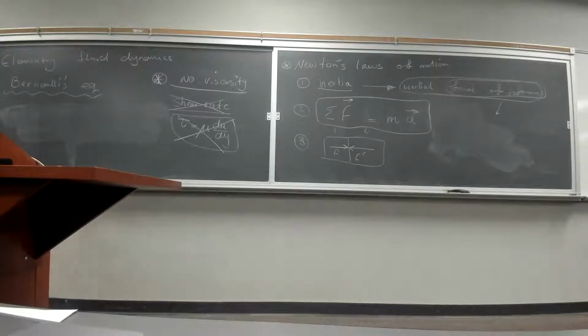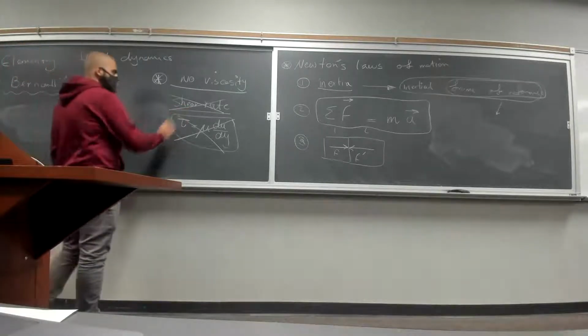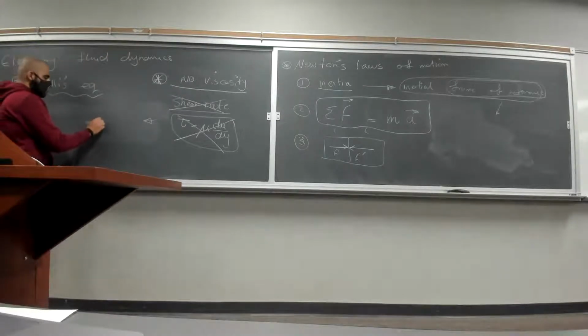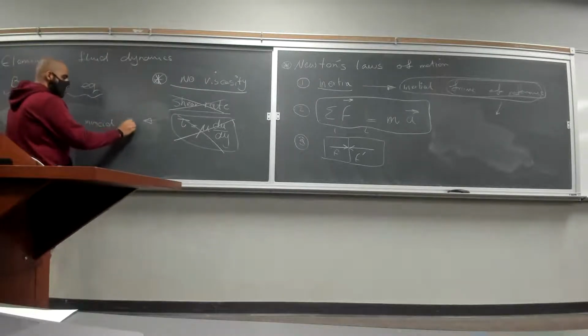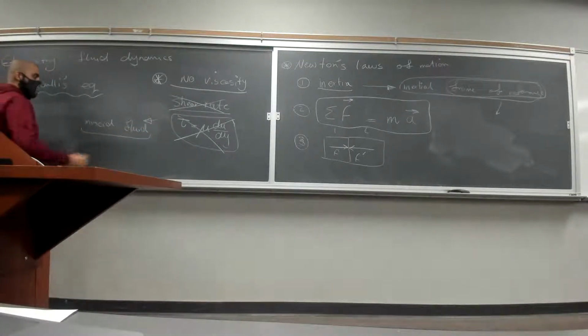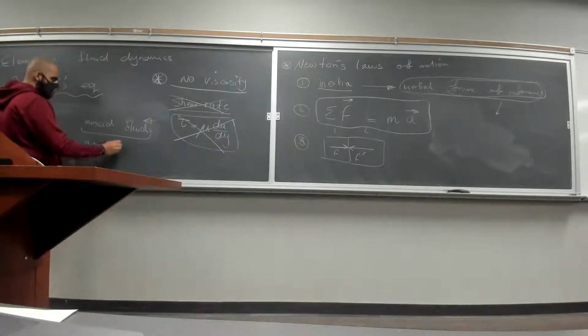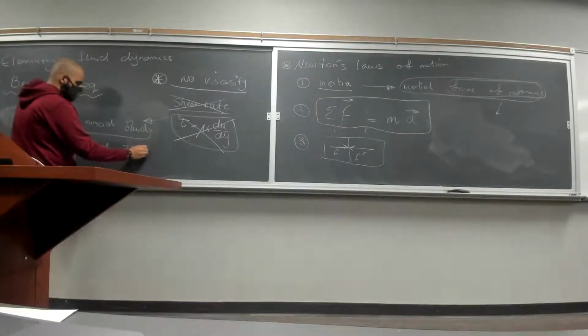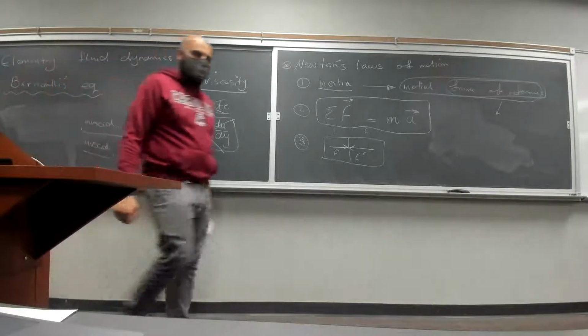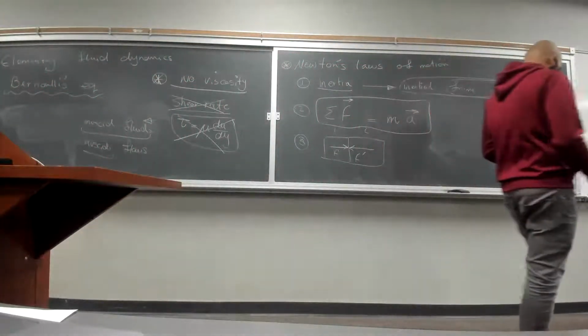The types of flow in which the shear rate does not exist are called inviscid flows. Or the type of fluids in which the shear rate doesn't exist are called inviscid fluids, and the type of flow which contains these types of fluids are called inviscid flows. That's I-N-V-I-S-C-I-D, in case you can't read my handwriting. Okay.